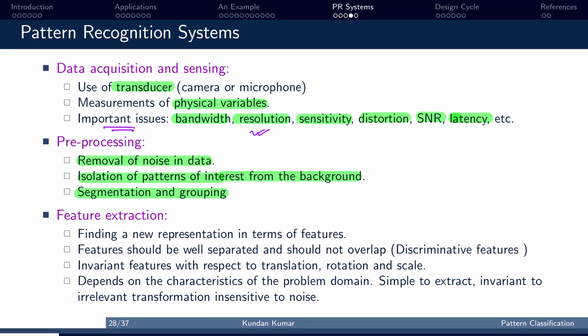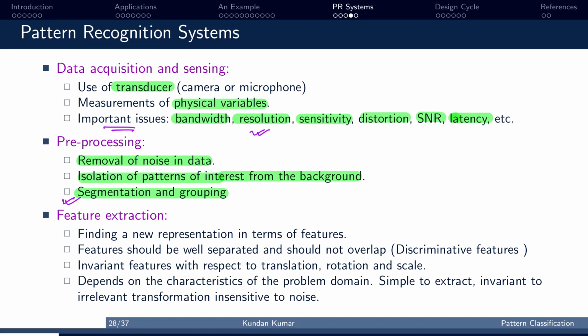In pre-processing, usually in medical image processing, for example with CT scan images of the lungs, before analysis of the lungs, people segment the lung image and then extract the features. So in pre-processing, people perform segmentation and grouping. After pre-processing, features are to be extracted.